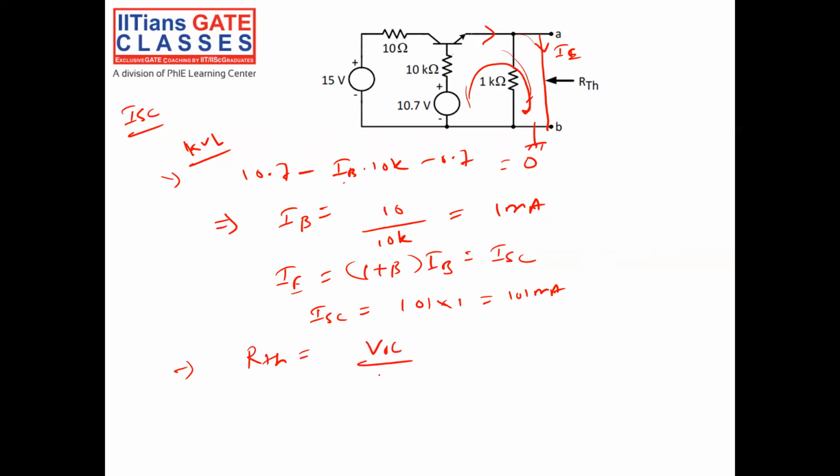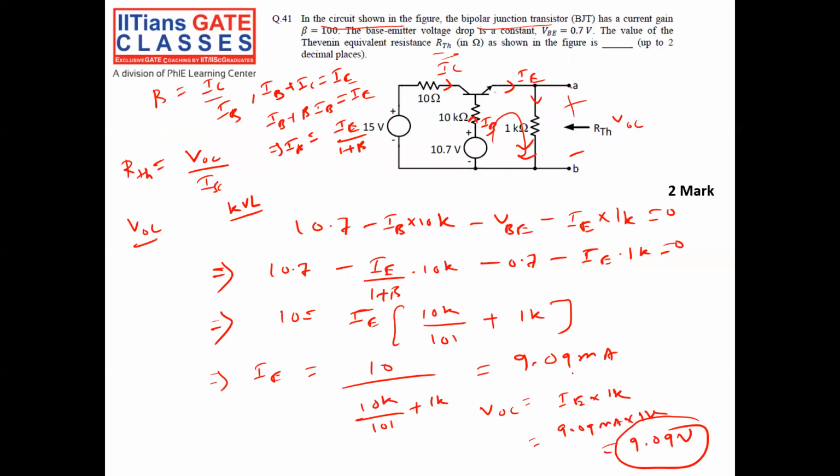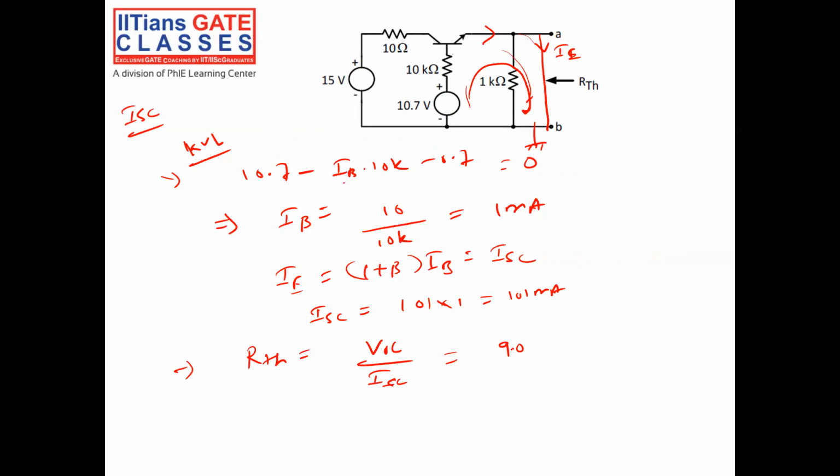VOC by ISC is equal to 9.09 volt by 101 into 10 power of minus 3 ampere, which is approximately 90 ohm. 90 ohm is my answer.